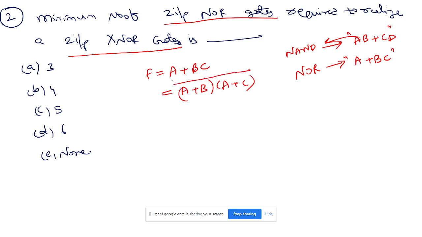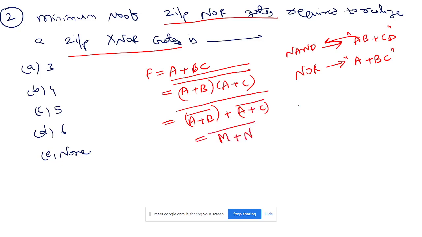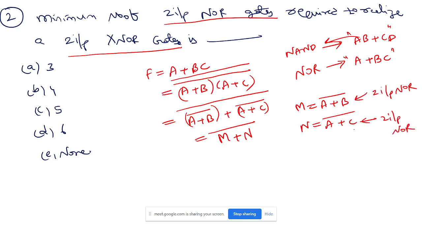Now you take the double complement of this so that the F value will not change, and you apply De Morgan's law. You can take ((A plus B) complement plus (A plus C) complement), right? Whole complement. What is this? (M plus N) complement. What is M? (A plus B) complement. What is N? (A plus C) complement. What is this? We can have a 2 input NOR gate. Here you can take one more 2 input NOR gate. Overall, I can take one more 2 input NOR gate.